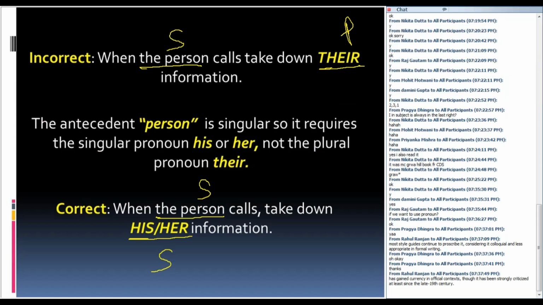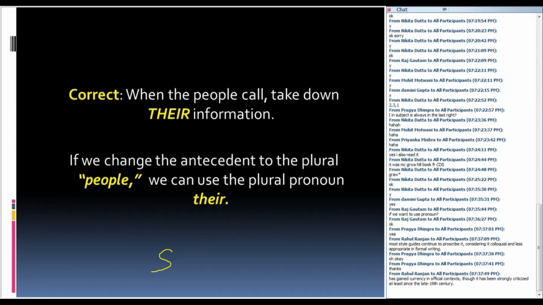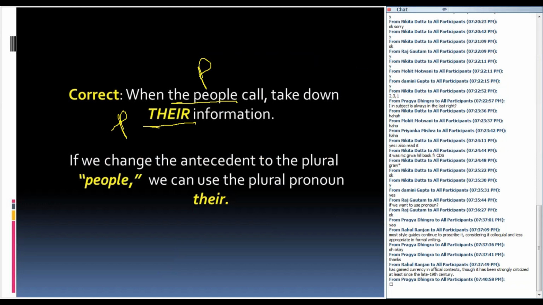But yes, if instead of the person we have used when the people call, now it's plural. When the people call, take down their information. Now it is matching. Both the people and the pronoun their are both plural. Okay?